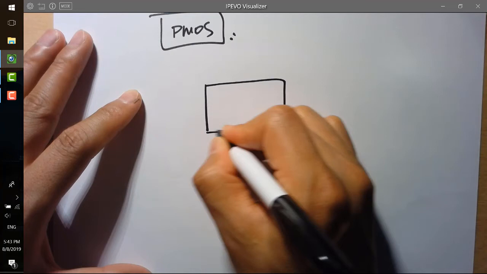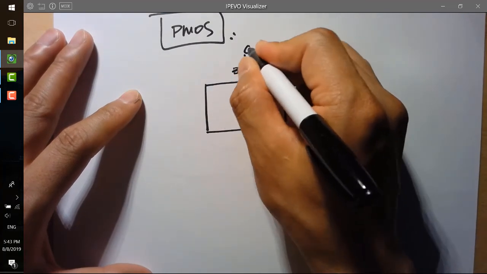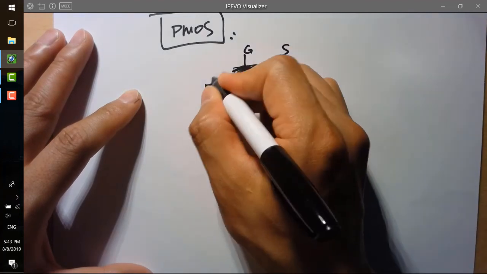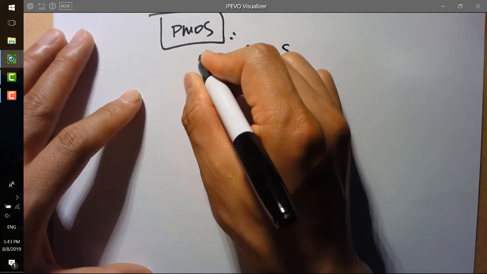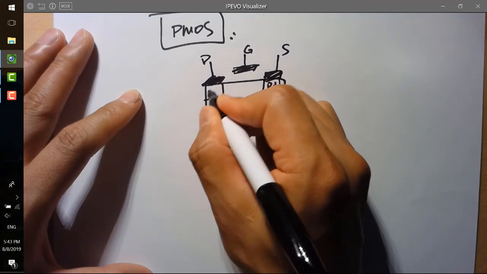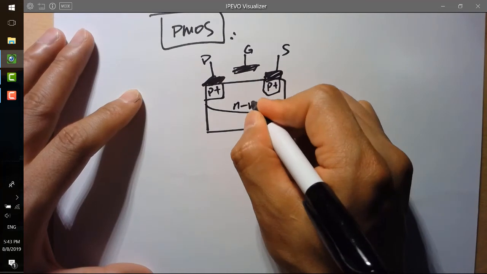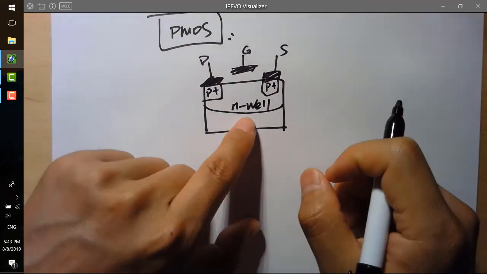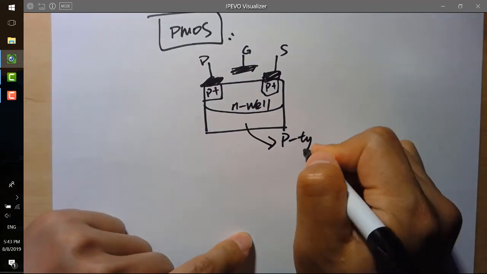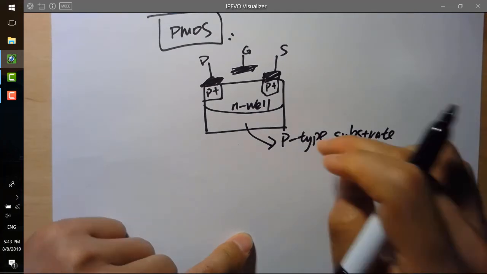Here's a cross-sectional view. Definitely you have a metal here. That's a gate. And here is a source. Here is a drain. And you have a P-type region. And you have something different, which is called an N-well. It's a well, but doped with N-type material. And you still have the same P-type substrate, same as NMOS. So why is that?